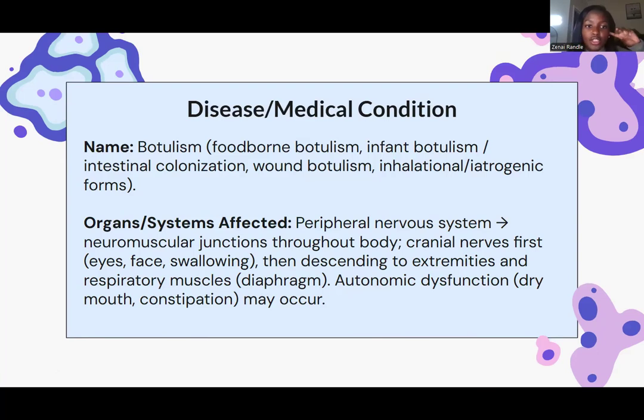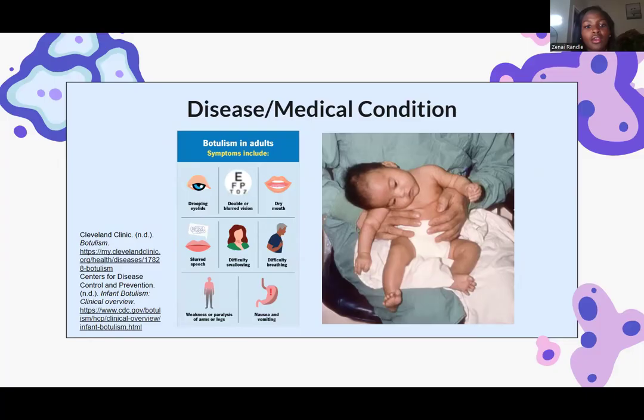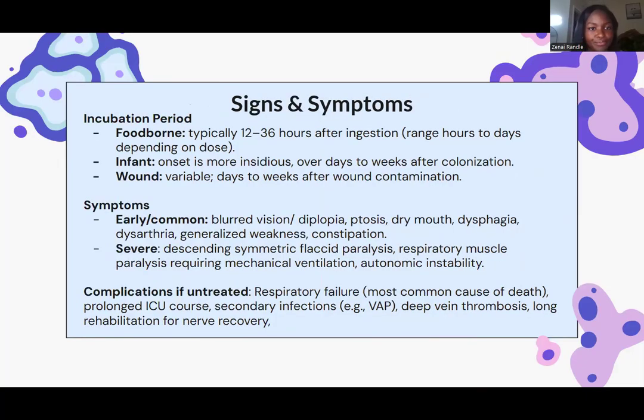The disease is named botulism, and then there are the multiple types that we've gone over. Organs affected are the nervous system, neuromuscular junctions, eyes, face, swallowing. Then it goes to the respiratory muscles of the diaphragm. This diagram on the left represents all of those symptoms that you would see. And this image on the right shows an infant with botulism experiencing muscle paralysis.